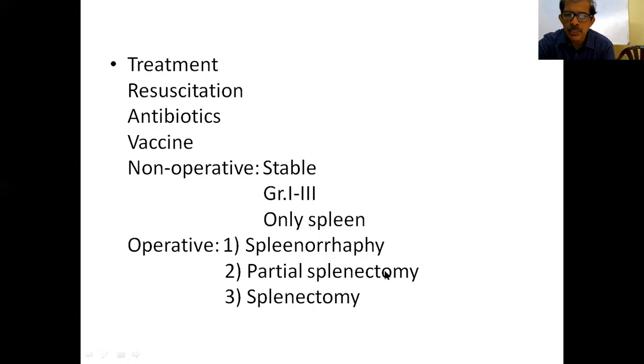Partial splenectomy, just like partial nephrectomy, you might have heard in injury of the kidney. Partial splenectomy, you can remove half of the spleen or a quarter of the spleen, one third of the spleen, like that. It's called partial splenectomy. Then total splenectomy. So these are the three things which you have to remember. One is splenorrhaphy, another is partial splenectomy, and finally splenectomy.